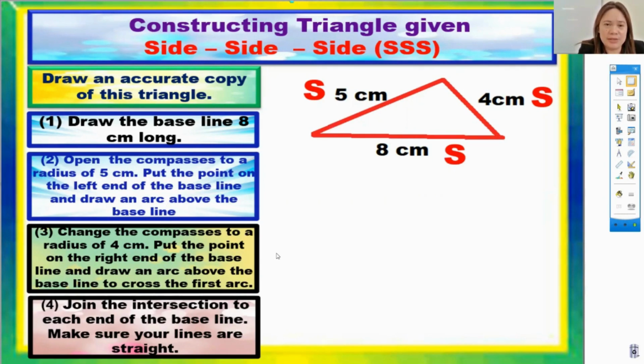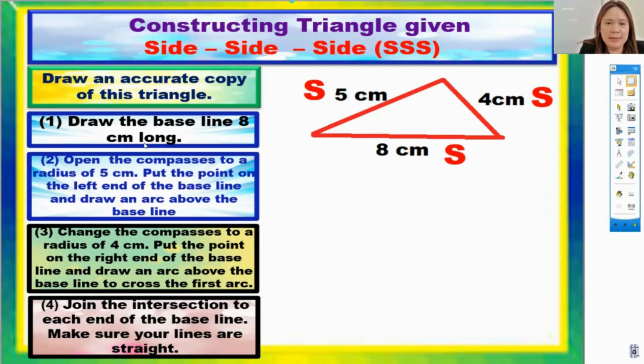So you can follow the instruction year 8. You can join me on how we are going to construct this triangle accurately using compass, ruler, and pencil. So please be ready with these materials or with this geometry set. So again, we will be drawing or constructing an accurate copy of this triangle given 3 sides.